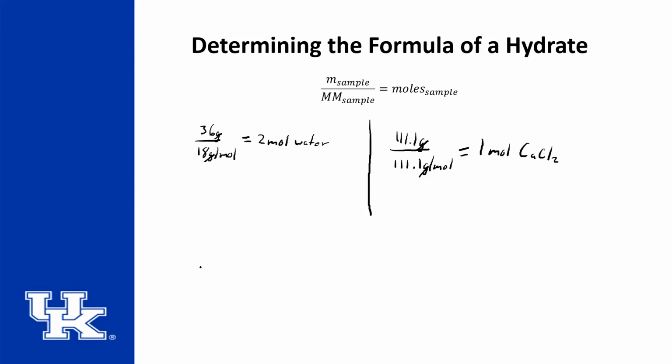From here, the formula of the hydrate can be determined by dividing the moles of water by the moles of the solid product. So, 2 moles of water divided by 1 mole of calcium chloride, which clearly leaves us with 2. That means our chemical formula is CaCl2·2H2O. Reflect on your answers to these questions and provide them in your reflection at the end of this module.